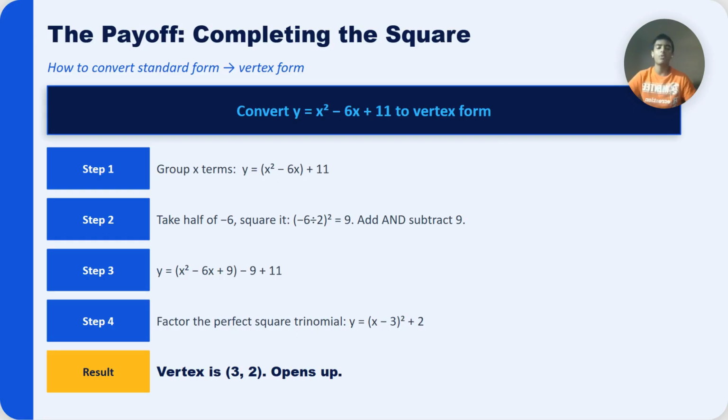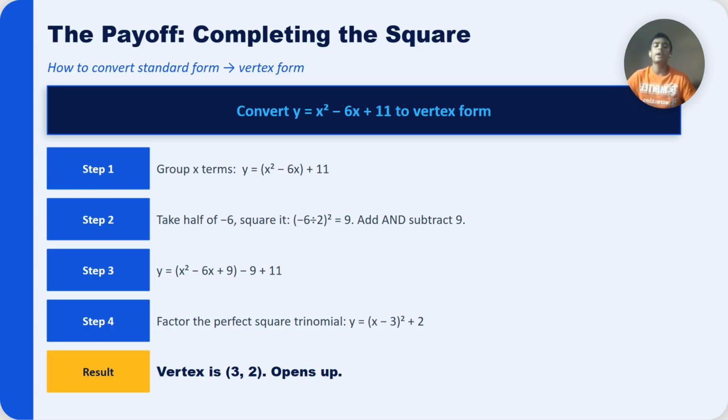Take half of the coefficient on x. That's half of negative 6, which is negative 3. Square it and you get 9. Add and subtract 9 inside the expression so you do not change the value. Now you have x squared minus 6x plus 9 minus 9 plus 11.